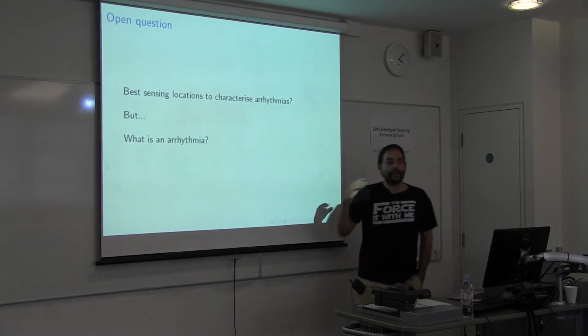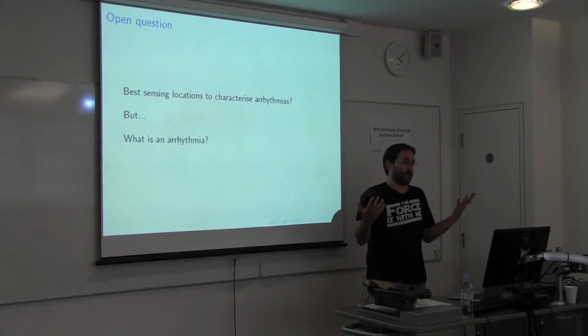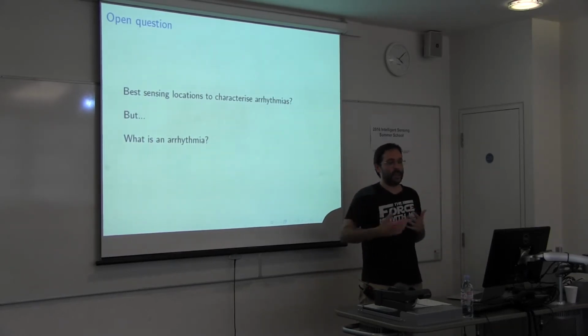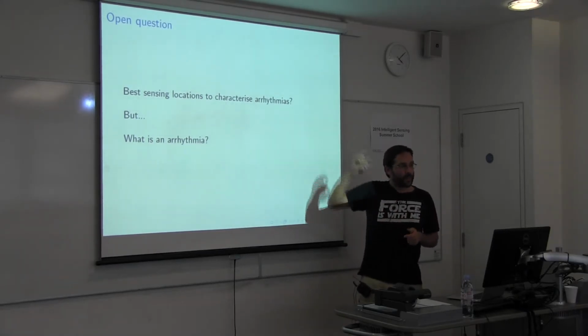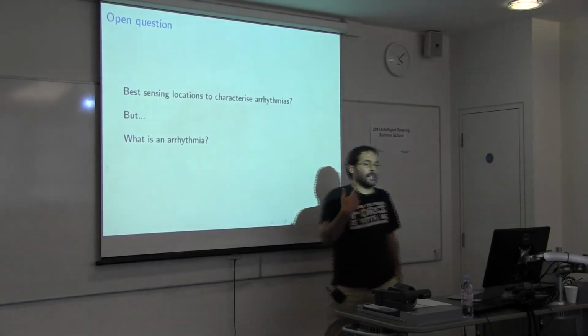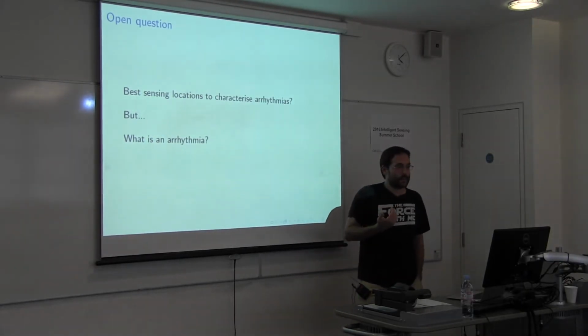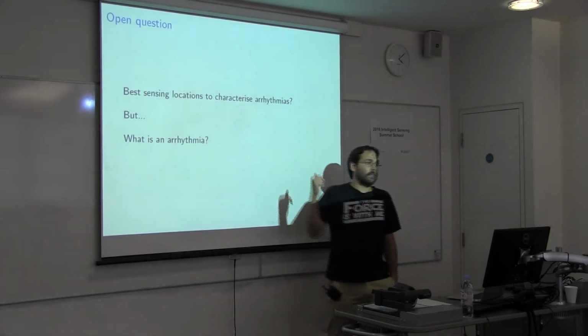Okay, so I have explained what our approach is, how we are combining signal processing and modeling and simulation. But the open question that I phrased earlier is still there. So what are the best sensing locations? And what are the best sensing locations, as I say here, for characterizing arrhythmias?